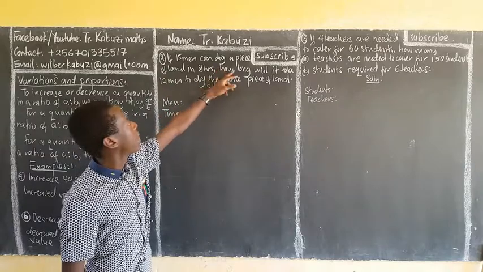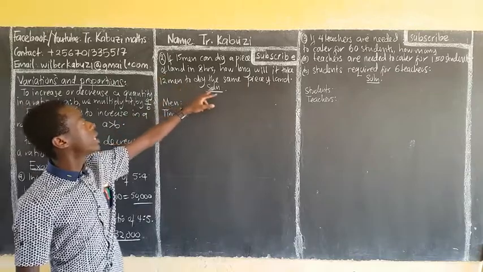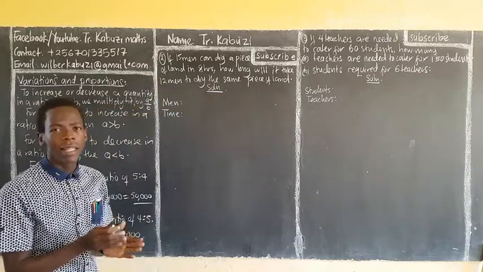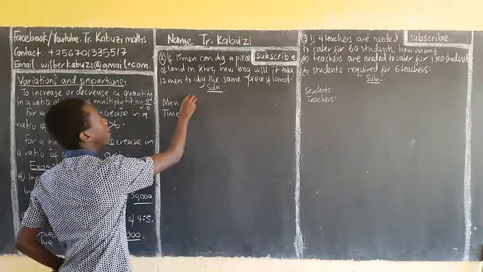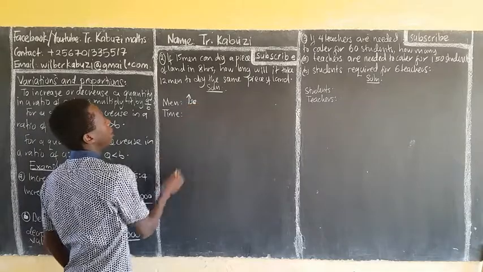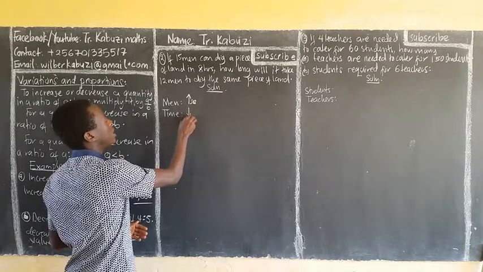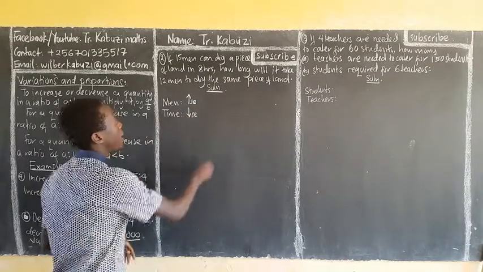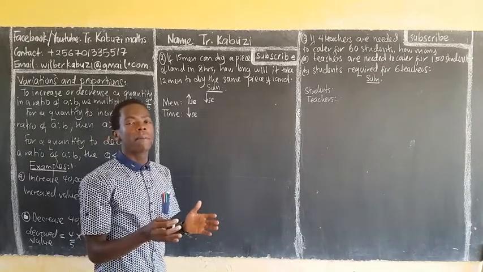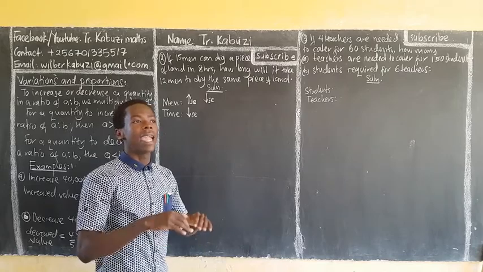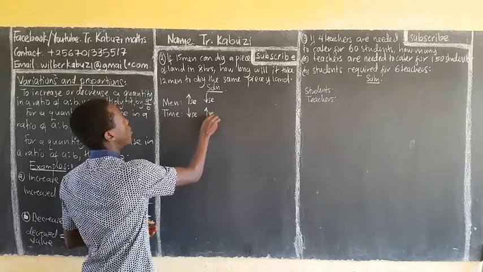Now, let us see how we handle this question. If 15 men can dig a piece of land in 8 hours, how long will it take 12 men to dig the same piece of land? Here you need to know what happens to time when I increase men. When we increase men, the time we are going to use decreases. But if we decrease the number of people doing a piece of work, the time for them to finish that work increases. So you need to know this.